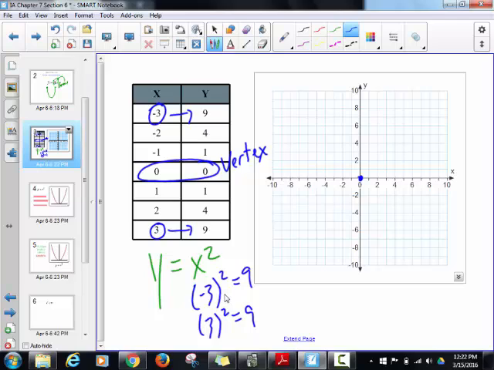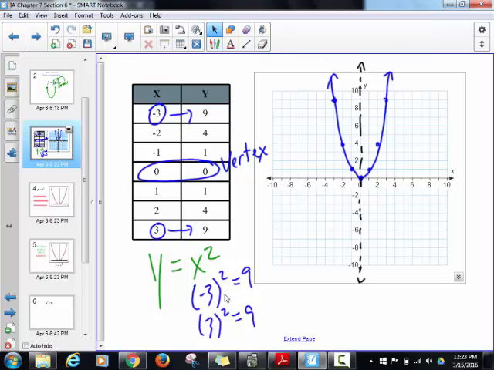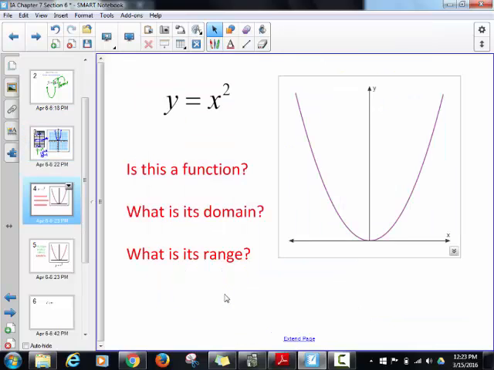So, for example, this is 0, 0. If I went over 1, I would go up 1. If I went over 2, I would go up 4, because 2 squared and negative 2 squared are both 4. And then 3, 9, and negative 3, 9. So it's symmetrical. When I graph this guy, there's like a mirror going through it right here, which we call the axis of symmetry. We'll get into that later too. That makes it symmetrical. So this guy's a parabola, the graph of x squared.